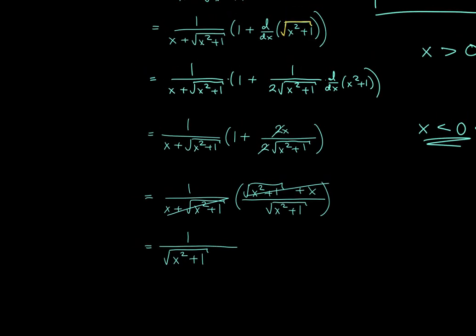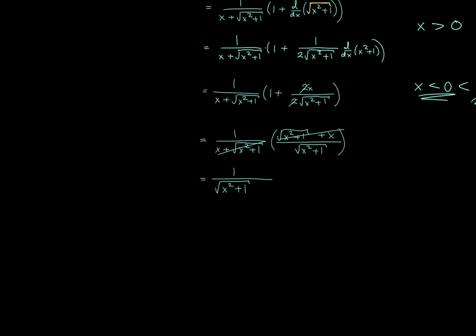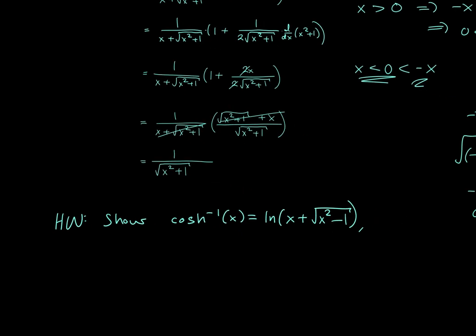Those of you guys psyched, I really, really encourage you to discover other things like the derivative. First of all, find a formula for cosh of x. In other words, homework. Show that cosh inverse of x can be written as the natural log of x plus the square root of x squared minus 1. And there is a domain restriction here. X has to be bigger than or equal to 1.